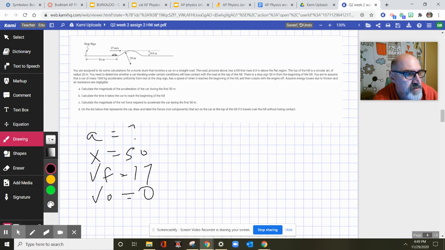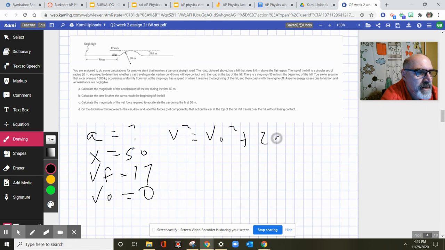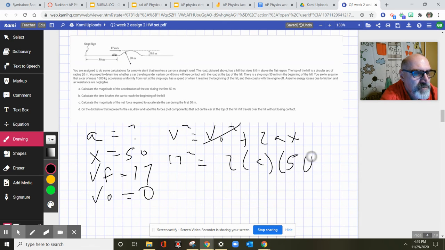So we have these variables. We've got to pick a formula. I think it's this one, v squared equals v naught squared plus 2ax, because that's the right variables. So 17 squared equals, okay, that goes away, 2 times a times 50. Handwriting is rough. So basically 17 squared divided by 100. Okay, I'll let you do that.